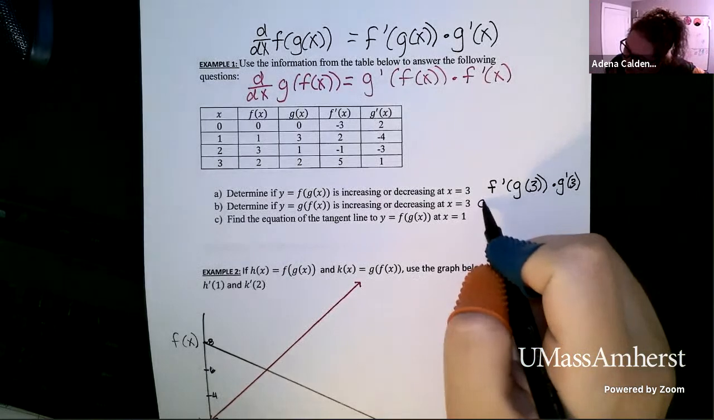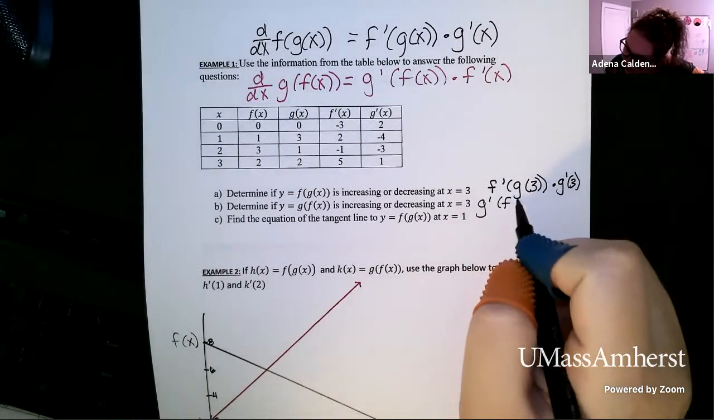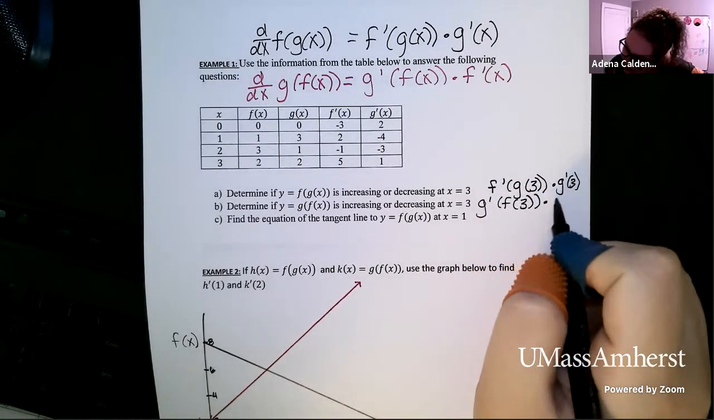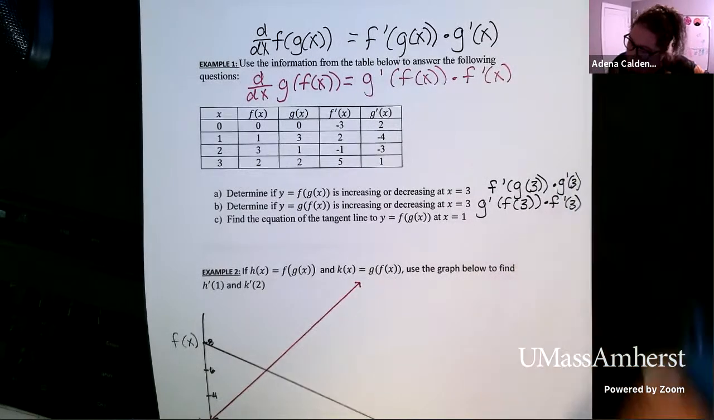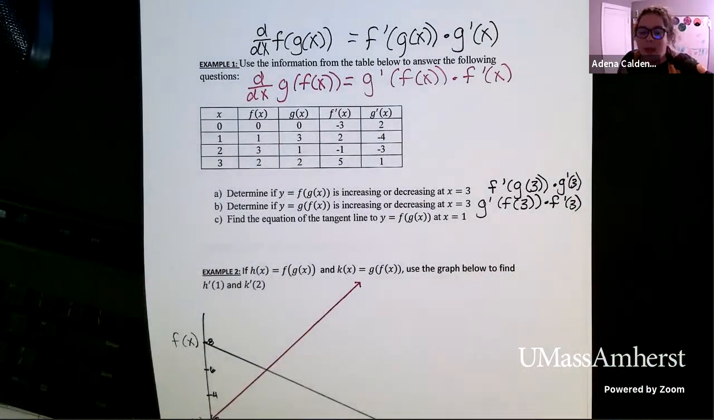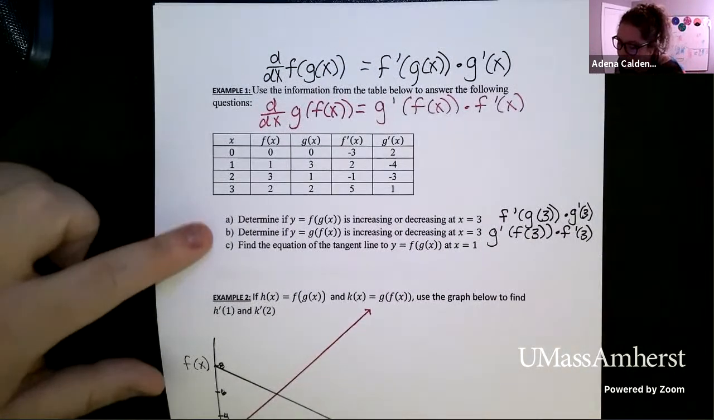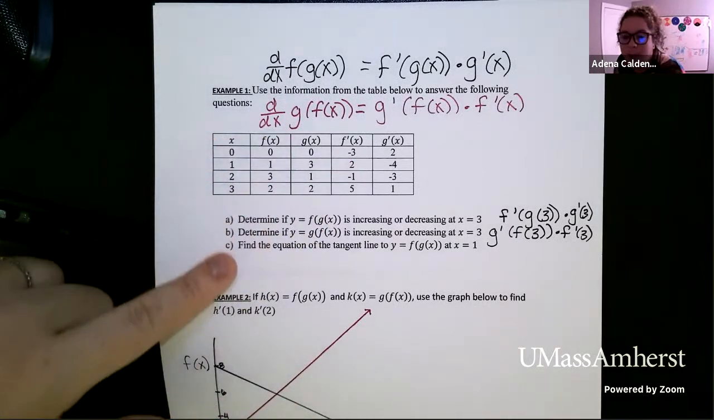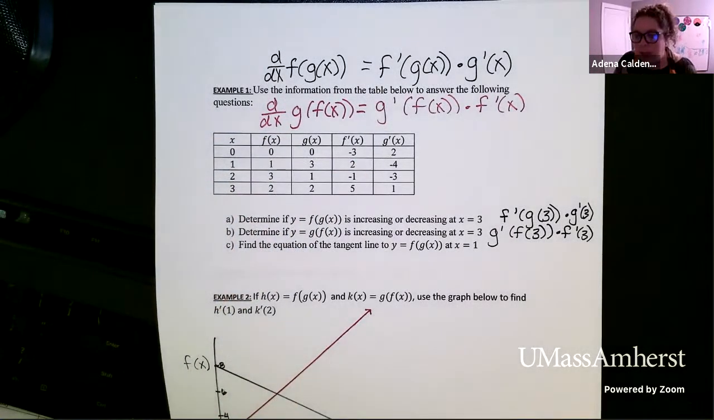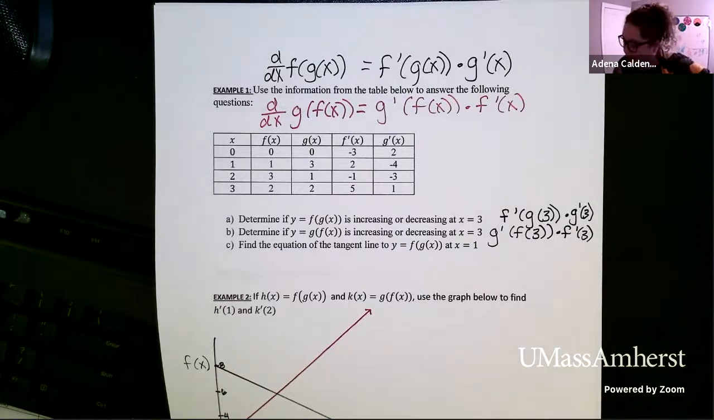For the second one, we're considering g prime of f of 3 times f prime of 3, again using values from the table. And then for the last one, I want you to see if you can figure out how we might find the equation of the tangent line based on what we know from parts A and B and what we know about that process in general. Okay, so I'm going to give you about 2-3 minutes. See if you can work these out with values from the table. See if you can figure out part C. Feel free to check in with someone near you, and then we'll go through it together in about 3 minutes.